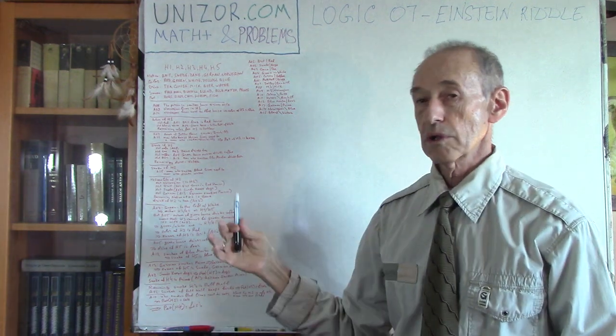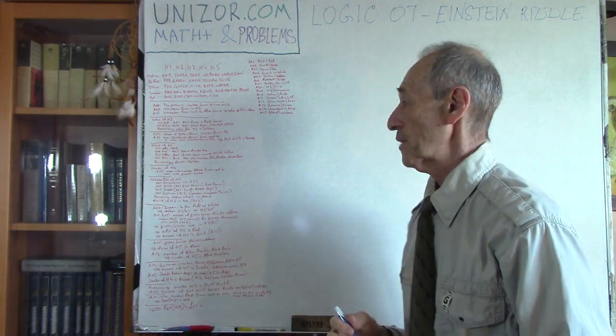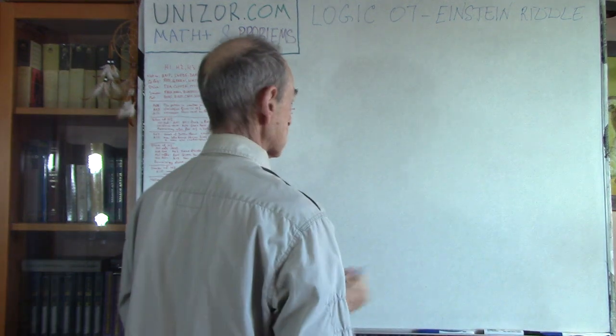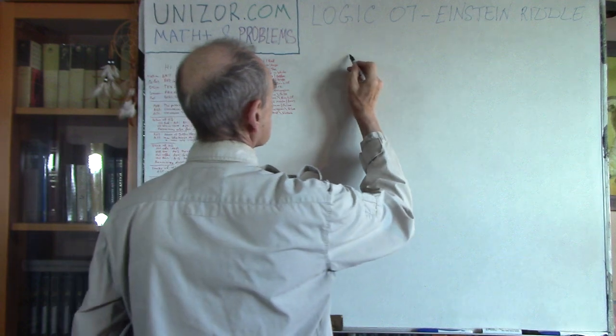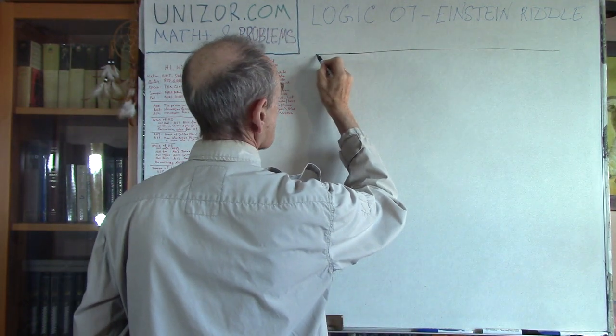Now, I will go right now with the solution, and I will present the solution in a table. So I will have 5 houses.